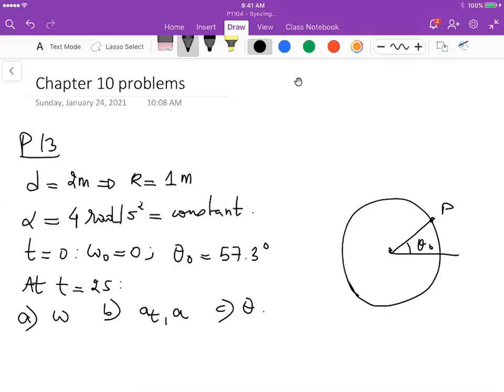So let's move to the whiteboard. In this problem, I've written the basic given. So we have a wheel of diameter d equals 2 meters.